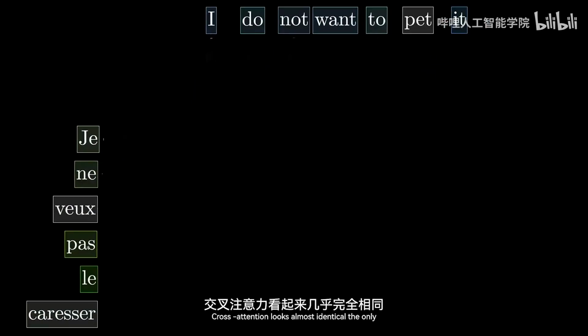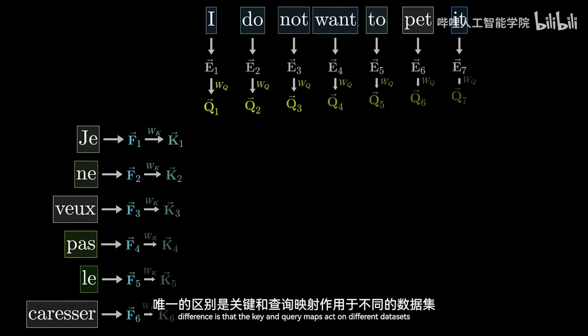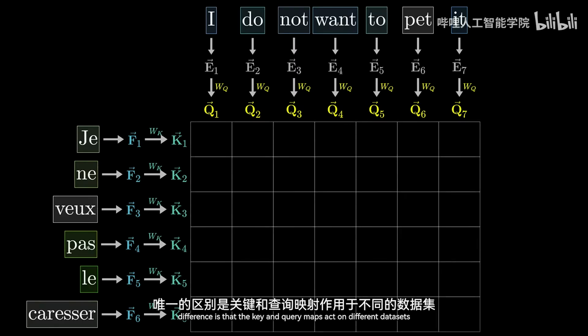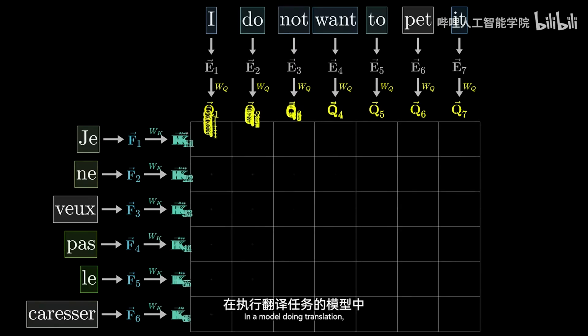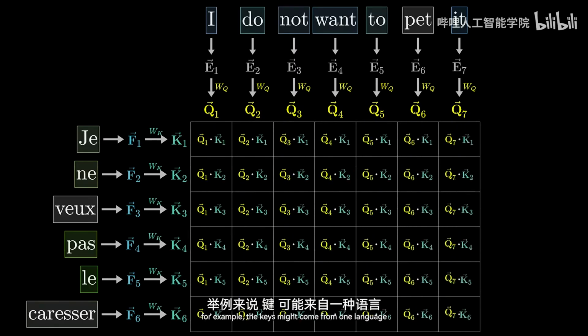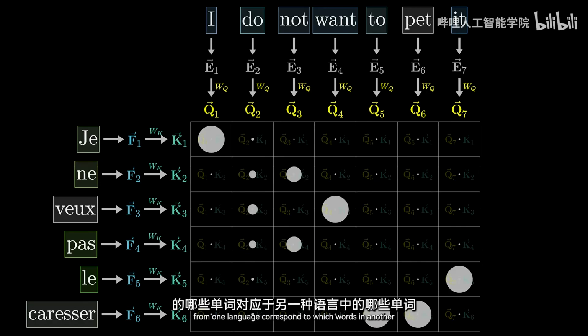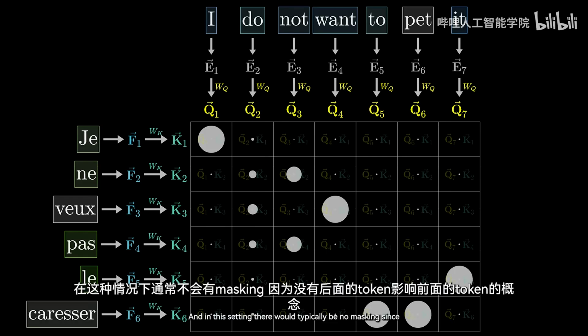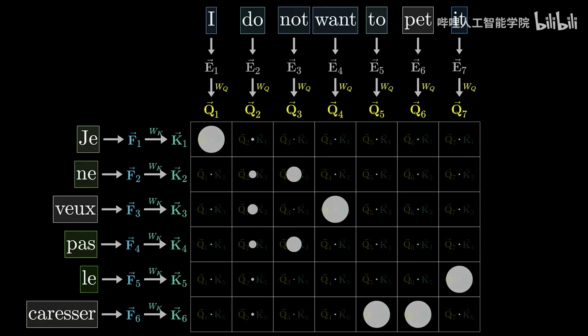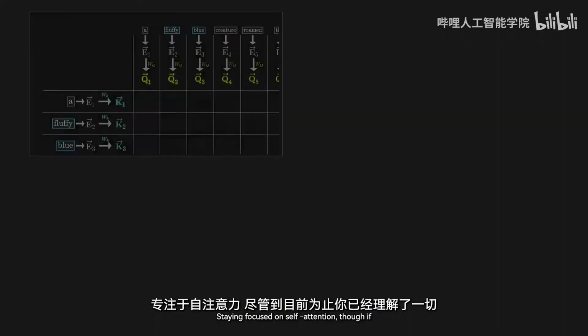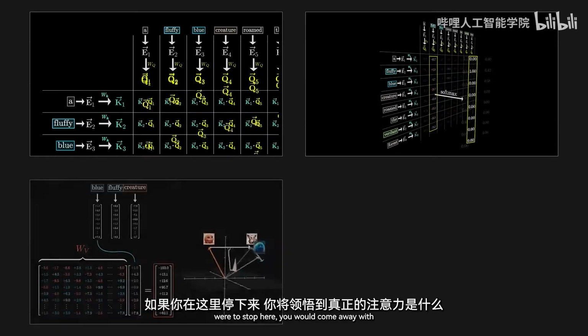A cross-attention head looks almost identical. The only difference is that the key and query maps act on different data sets. In a model doing translation, for example, the keys might come from one language, while the queries come from another, and the attention pattern could describe which words from one language correspond to which words in another. And in this setting, there would typically be no masking, since there's not really any notion of later tokens affecting earlier ones. Staying focused on self-attention though, if you understood everything so far, and if you were to stop here, you would come away with the essence of what attention really is.